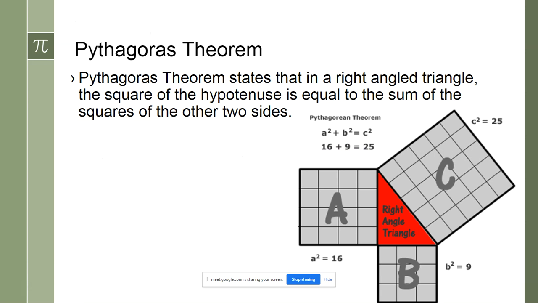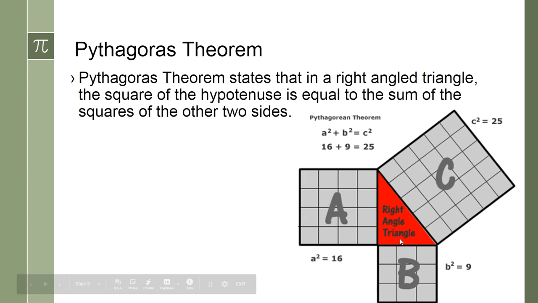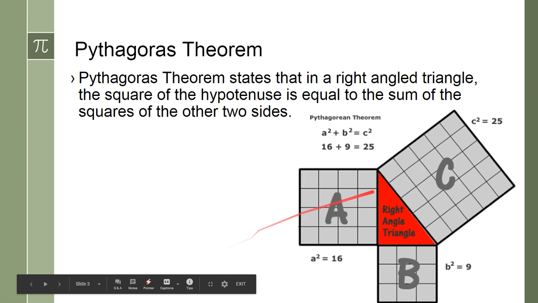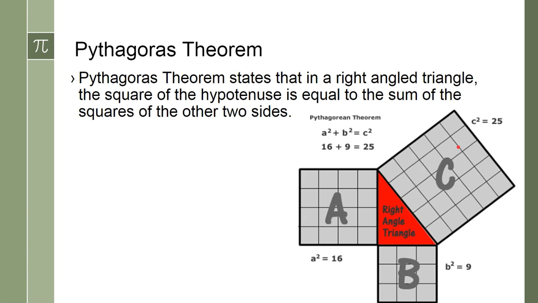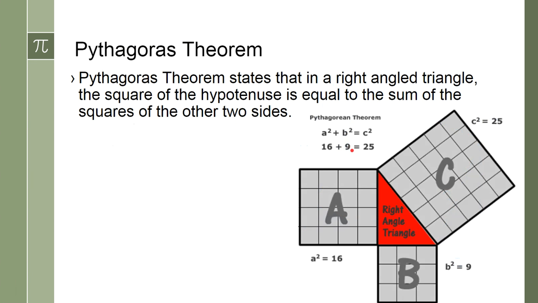The Pythagoras Theorem states that in a right-angled triangle, the square of the hypotenuse is equal to the sum of the squares of the other two sides. So, what does this mean? That if we have a red colored right angled triangle here, and A and B are the legs of this triangle and C is the hypotenuse, then A square plus B square is equal to C square.